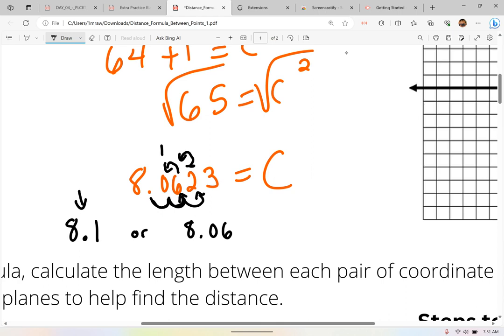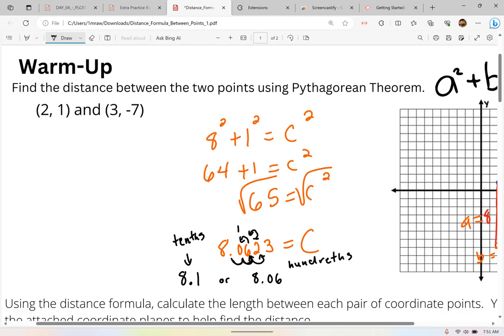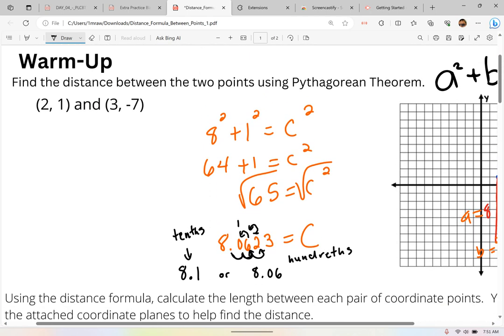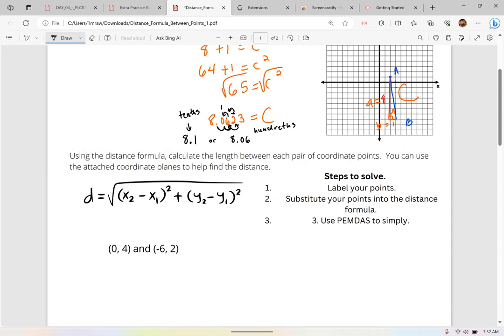This right here is to the tenths. This right here is to the hundredths, to two decimal places. So just in case, depending on how your teacher wants you to round it, that's how the distance could possibly be. Okay, so now we have this special formula called the distance formula.